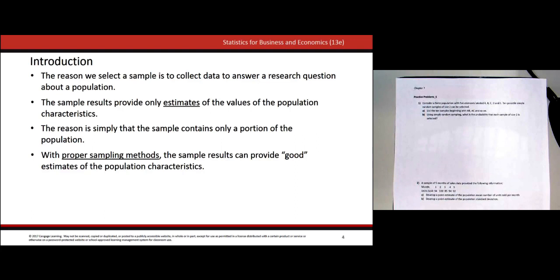Sample results provide only estimates of the values of the population characteristics. They are not the exact results, but with proper sampling methods, the sample results can provide a good estimate of the population characteristics.